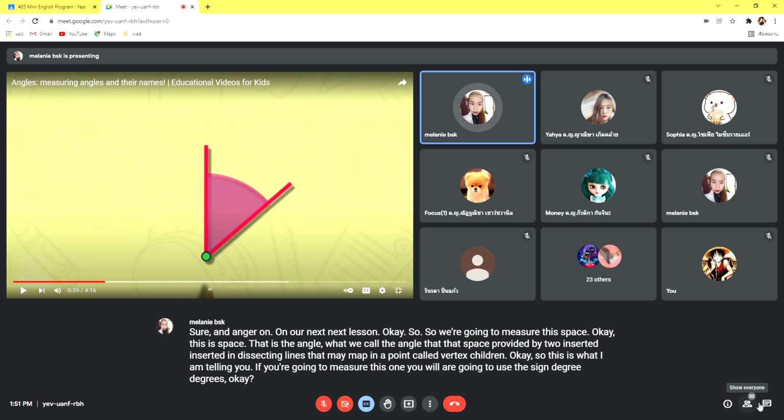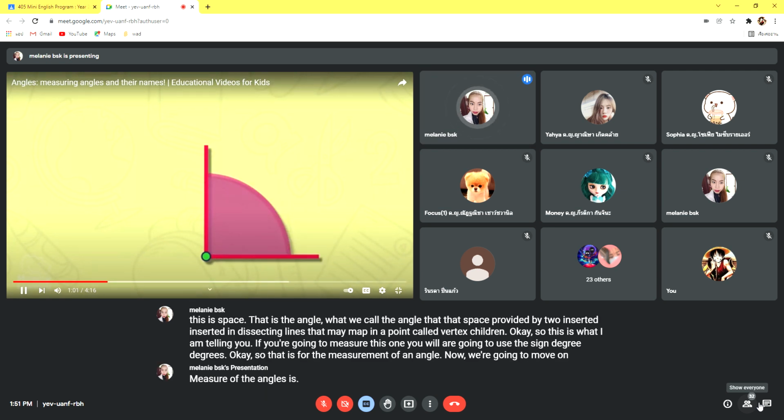That is for the measurement of an angle, the degree. This one.